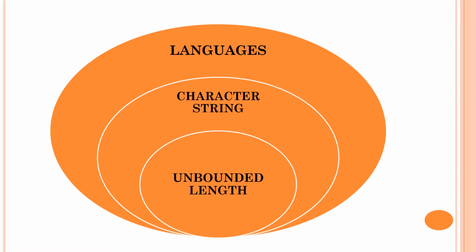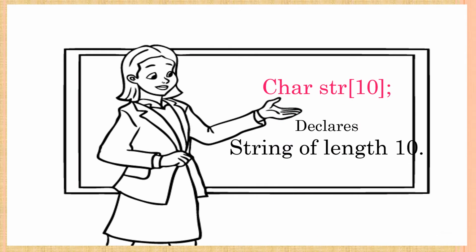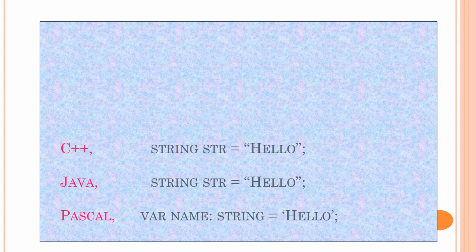In C language, to create a string, a character array of fixed length is used. char str[10] declares a string of length 10. However, in C++, Java, and Pascal, the string data type is used to declare strings.